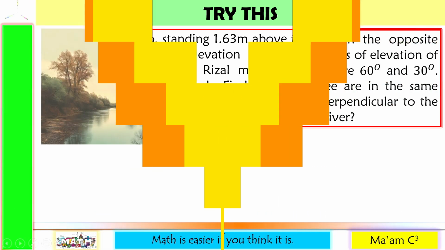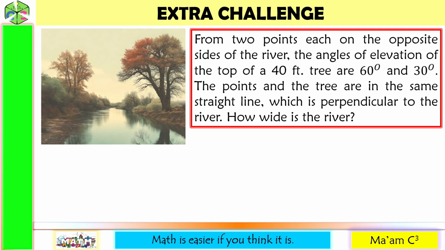Let us do an extra challenge. From 2 points, each on the opposite sides of a river, the angles of elevation of the top of a 40-feet tree are 60 degrees and 30 degrees. The points and the tree are in the same straight line, which is perpendicular to the river. How wide is the river?